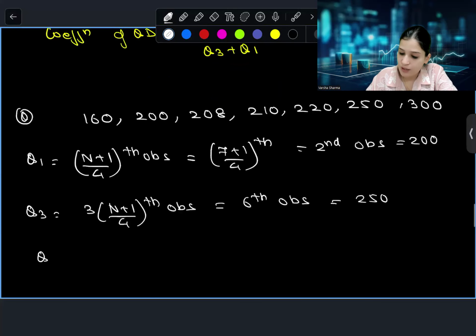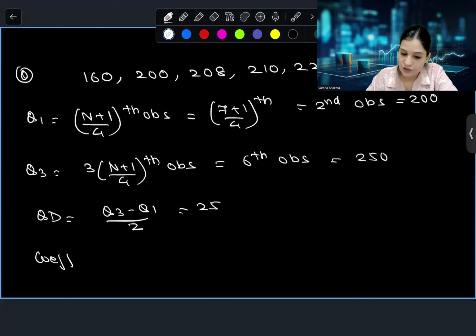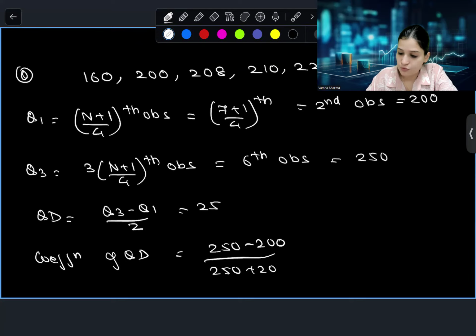So automatically the quartile deviation, Q3 minus Q1 by 2, is 25, and the coefficient of quartile deviation is Q3 minus Q1 by Q3 plus Q1 into 100.